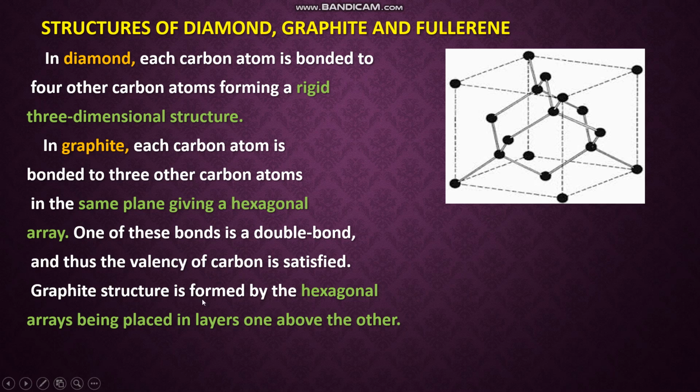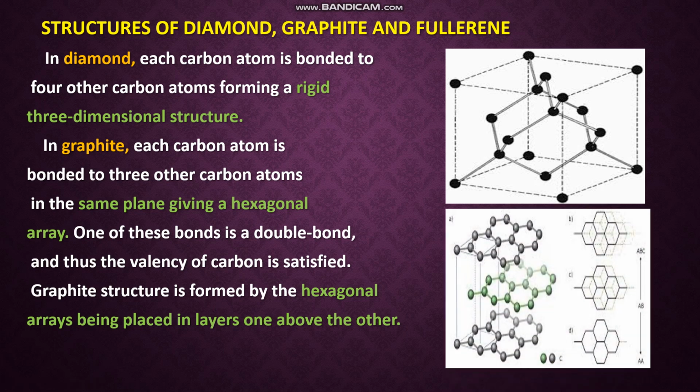The graphite structure is formed by the hexagonal arrays being placed in layers one above the other. You can see here one carbon is bonded to 3 other carbon atoms forming a hexagonal structure. This is a hexagon. This is a hexagon. So, these are all in the same plane. Like that, different hexagonal structures are arranged one over the other. This is one plane, this is another plane.